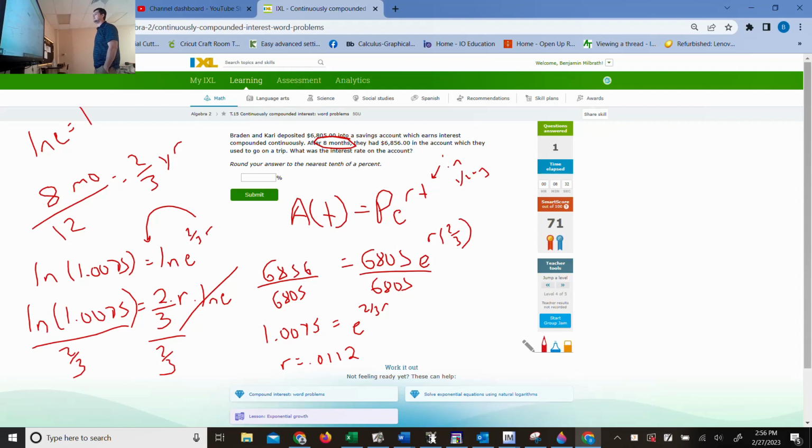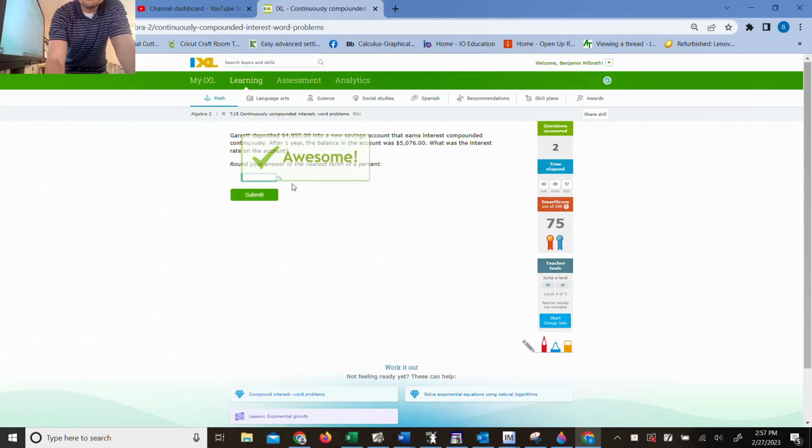Yeah, it's pretty crappy, isn't it? Wow, this must be your standard bank account. That's 1.12%. And they want nearest tenth. 1.1% interest. So they must have just, it says in a savings account, they don't earn anything. Awesome. Apparently I know what I'm doing. Who would have thought this? That's going to work the same way.